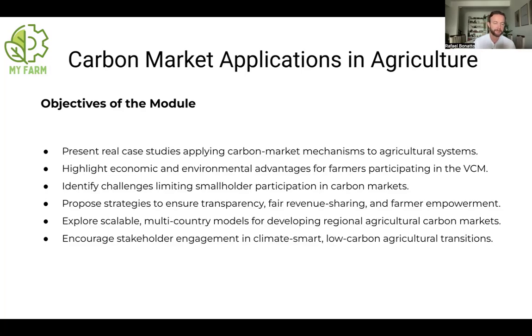The fifth objective is to explore scalable multi-country models for developing regional agriculture carbon markets. Perfect. It's a multi-country strategy, and I'll be talking about some of those.